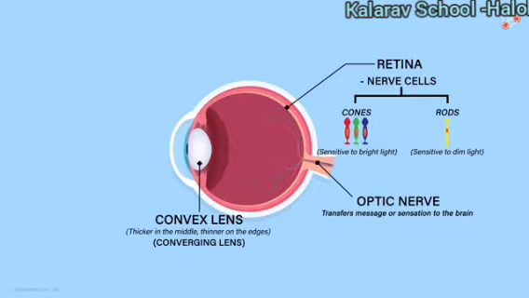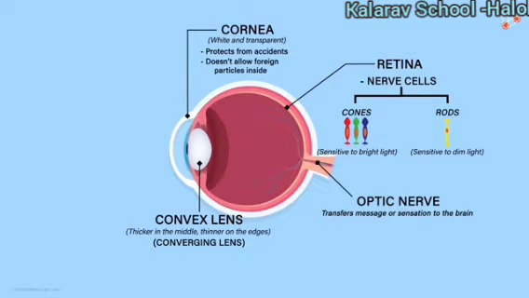Okay, let's quickly recap what we learned about the human eye. Human eye has a roughly spherical shape. The outer part of an eye, called the cornea, is a thick white transparent wall which protects the eye from accidents and keeps the foreign particles from entering inside. Behind the cornea, the colorful part of the eye, called the iris, is present. It has a small opening at the center called pupil.